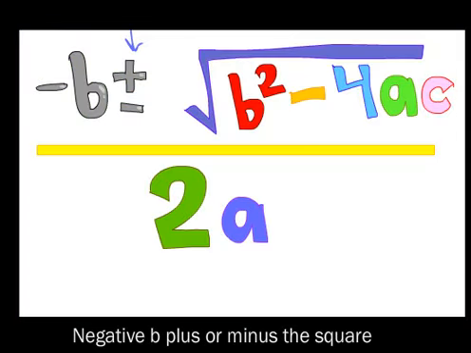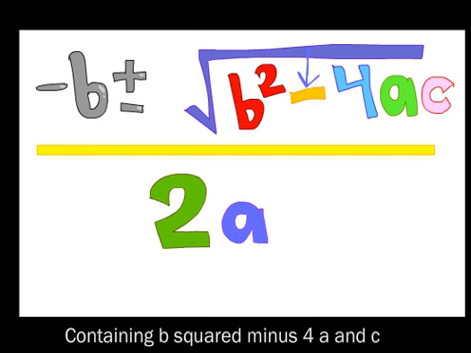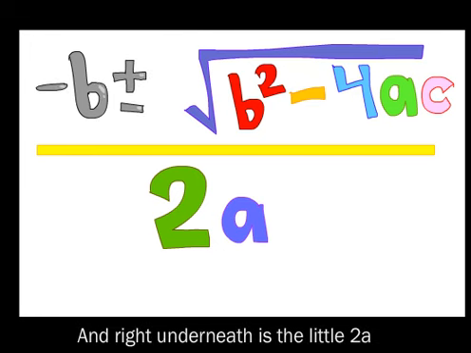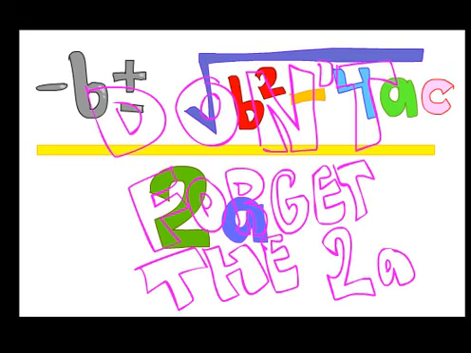Negative b plus or minus the square root of b squared minus 4ac, and underneath it all is a little 2a, over the 2a.